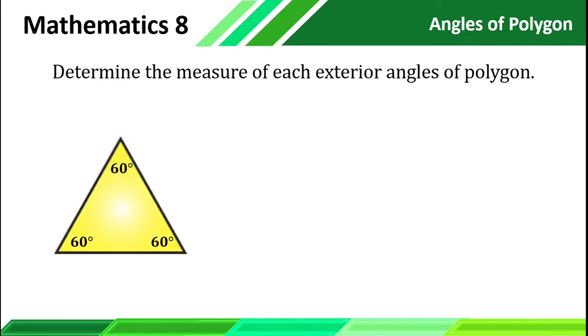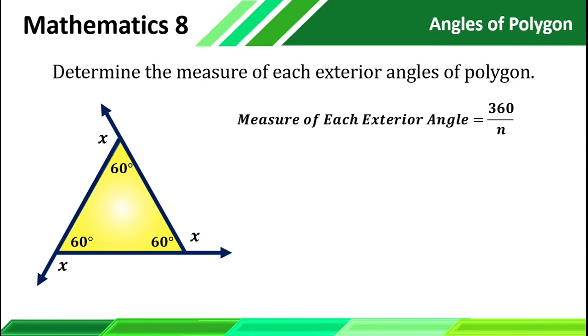Now, after finding the measure of each interior angle, we can also find the measure of each exterior angle of a polygon. Earlier, we found out that the interior angle of a triangle is 60 degrees. To find the measure of each exterior angle, we simply extend our lines, and as you can see, we have angle x here. We know that 60 degrees and angle x form a linear pair, therefore they are supplementary.